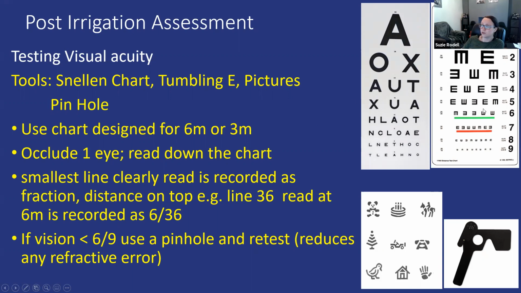Other charts that you may well see in the department include the Tumbling E chart. A lot of people don't actually know what it's used for or how you would read it, but this is called the Tumbling E, and this is for illiterate or possibly mute people who may just find it easier to indicate which direction they're seeing the E in. I've never had to use it personally, but it's good to know what it's for.